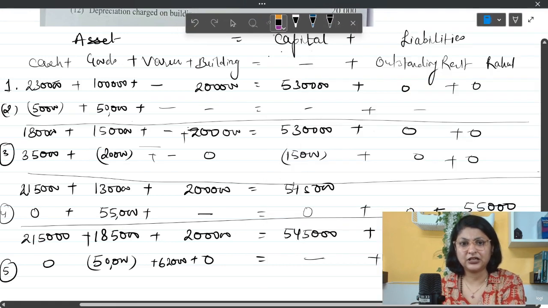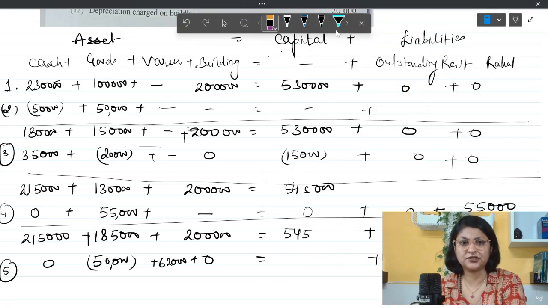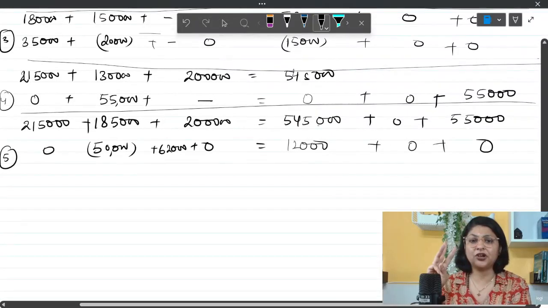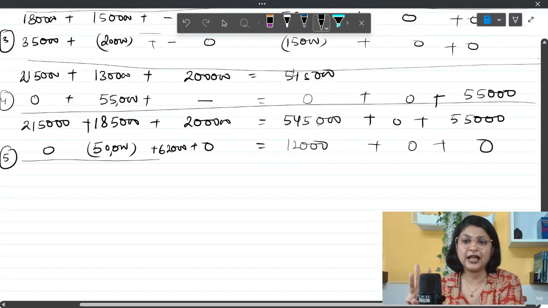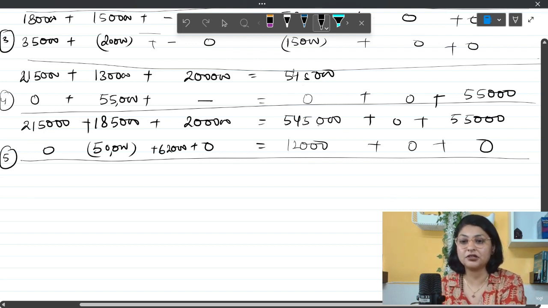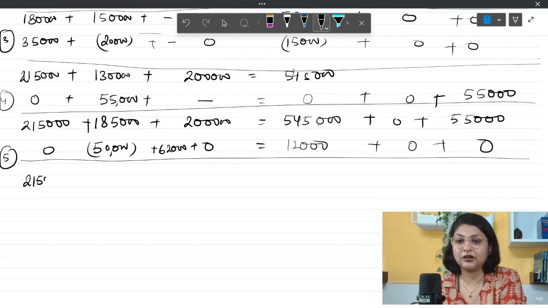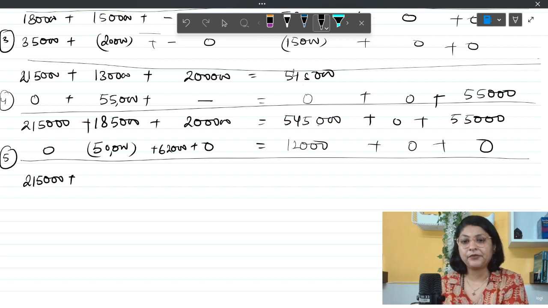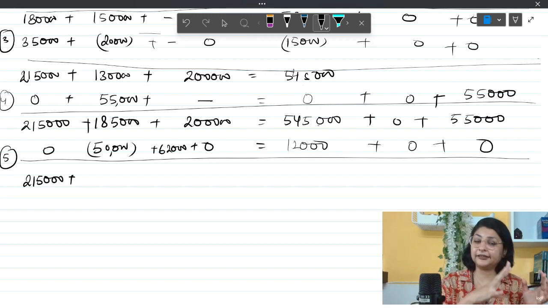Just a minute. I have to write here also 12,000 rupees since it is a profit. Okay, so I have to incorporate it at 3 places. I have sold goods of rupees 62,000, where the cost was 50,000. So my accounting equation is affected at 3 places.